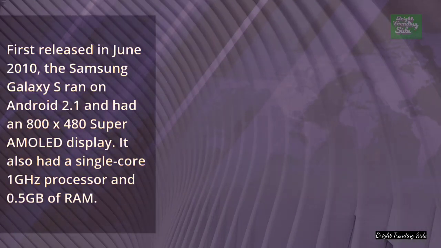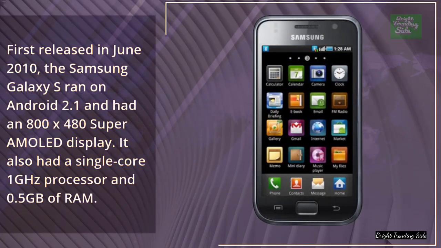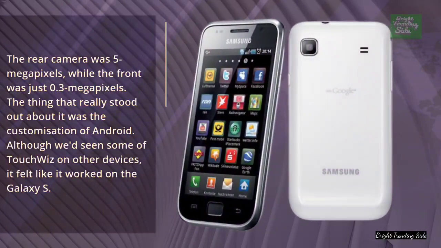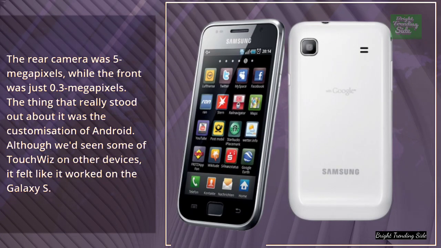Samsung Galaxy S. First released in June 2010, the Samsung Galaxy S ran on Android 2.1 and had an 800 by 480 Super AMOLED display. It also had a single-core 1 GHz processor and half a gigabyte of RAM. The rear camera was 5 megapixels, while the front was just 0.3 megapixels. The thing that really stood out about it was the customization of Android. Although we'd seen some of TouchWiz on other devices, it felt like it worked on the Galaxy S.